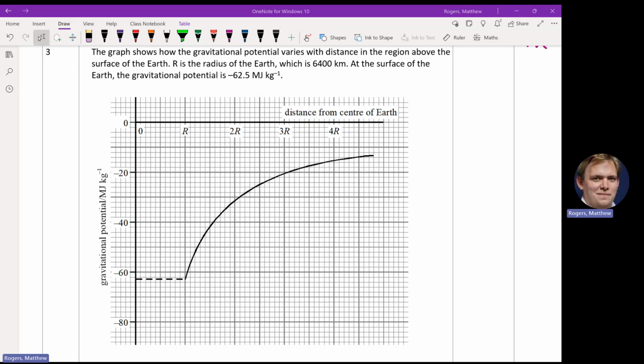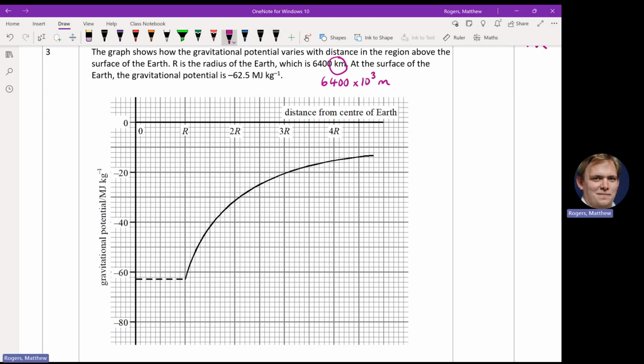Question 3. The graph shows how the gravitational potential varies with distance in the region above the surface of the Earth. R is the radius of the Earth, which is 6,400 kilometers. So just our usual thing, just being careful about units.